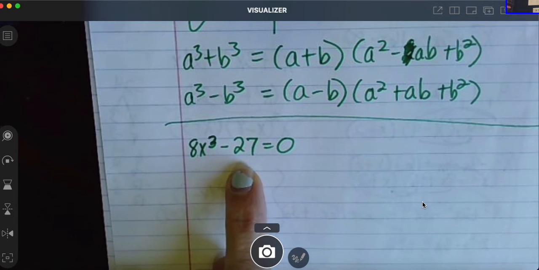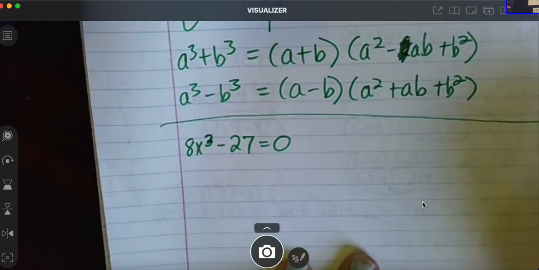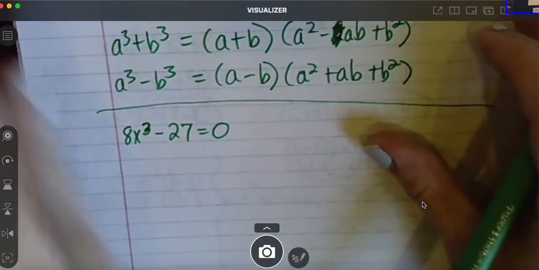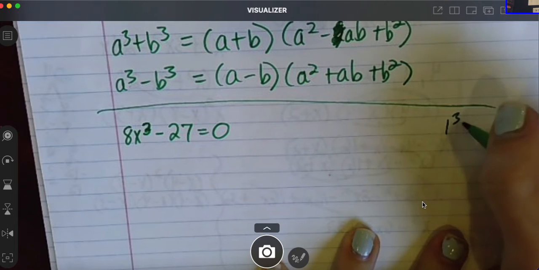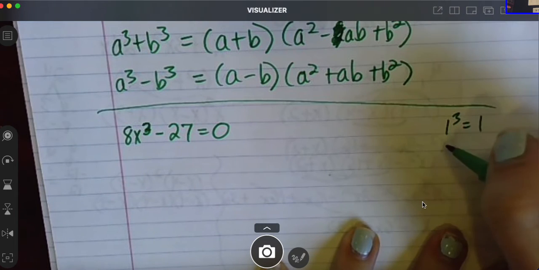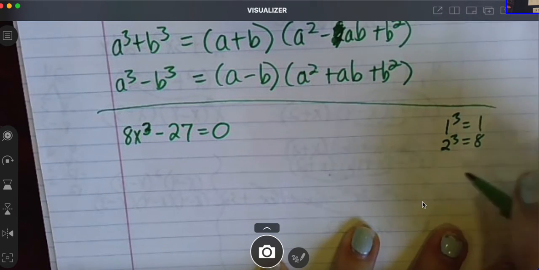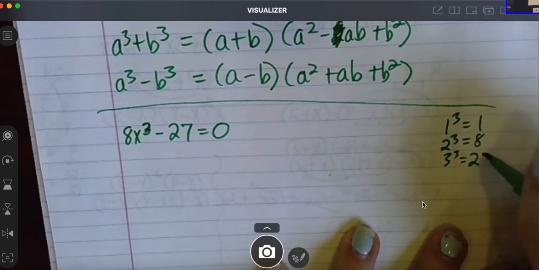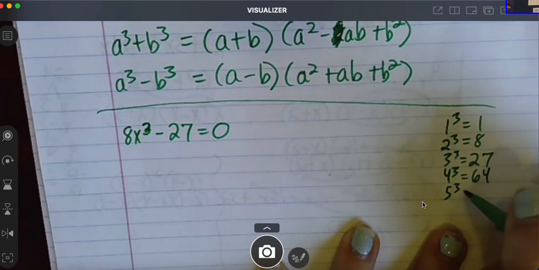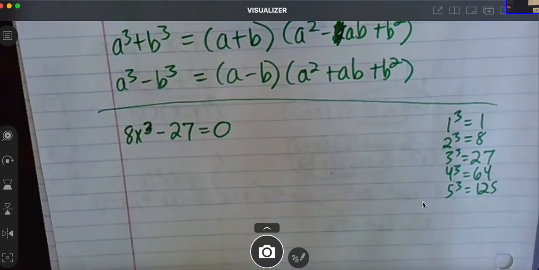What to the third power is 27? 3. Okay. If you forget them, you can write them down. You can just figure them out. 1 to the third is 1. It's a perfect cube. 2 to the third is 8. 3 to the third is 27. 4 to the third is 64. And so on. I could keep going, but I'm not going to.